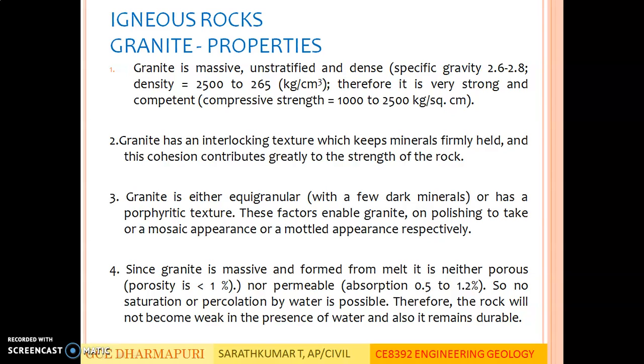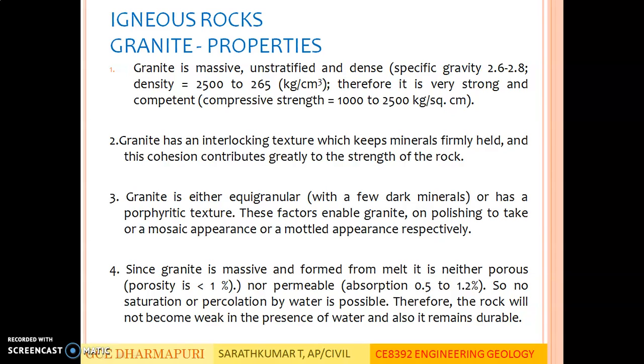Its compressive strength varies from 1000 to 2500 kg per square centimeter. So it is a massive unstratified rock and it is also very compact and dense in nature. Granite has an interlocking texture which keeps minerals firmly held, and this cohesion contributes greatly to the strength of the rock. So why is granite dense? It has an interlocking texture which keeps the minerals firmly held, and due to this cohesion, granite rocks are dense and compact.